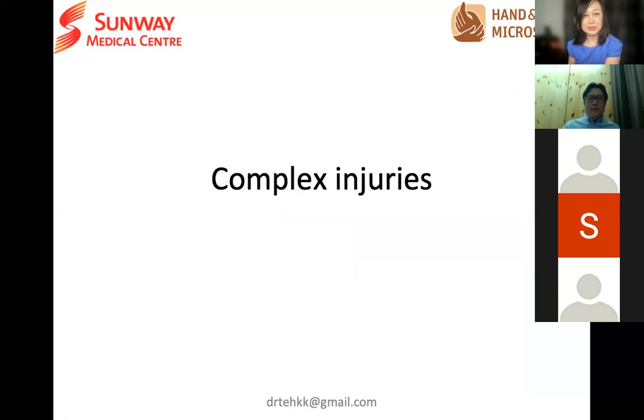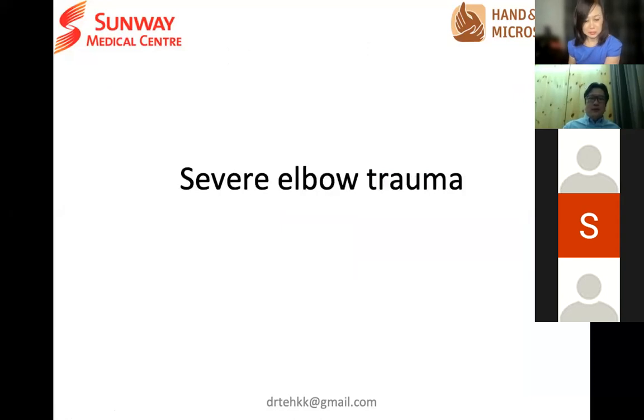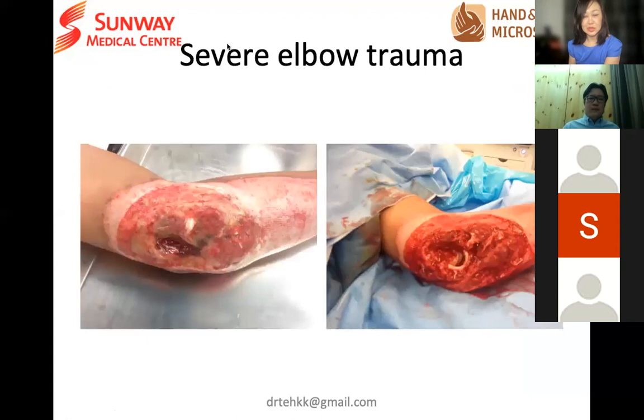Other complex injuries, more complex injuries. All right. So this is a severe elbow trauma. This guy fell off his motorbike. This is a road rash. This is the elbow. This is the arm. There's the forearm, and this is the elbow area. If you can see, all this skin is gone.